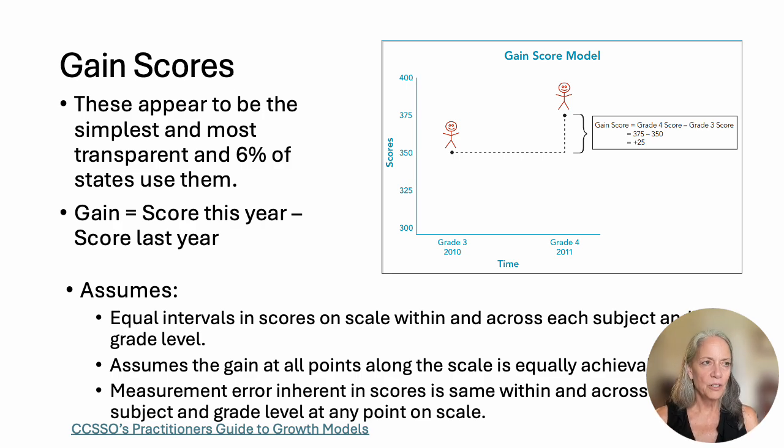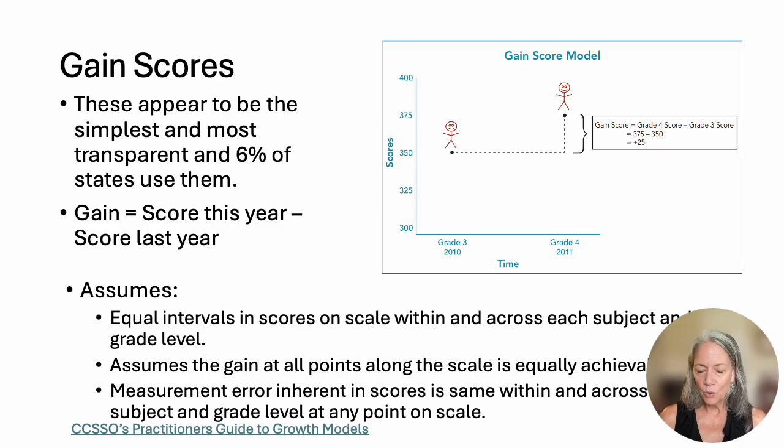Let's start with the simplest form. These are gain scores, and you saw that a small percentage of states use these. There's a reason that only 6% of states use gain scores. You have to have almost a perfect scale for your assessment, and that's impossible to achieve, or very difficult and expensive to achieve. And that can also come with other trade-offs. In a gain score, it's basically what was my scale score this year minus my scale score last year. And that is the simplest. It's very transparent, but it comes with some assumptions that are incredibly hard to meet.